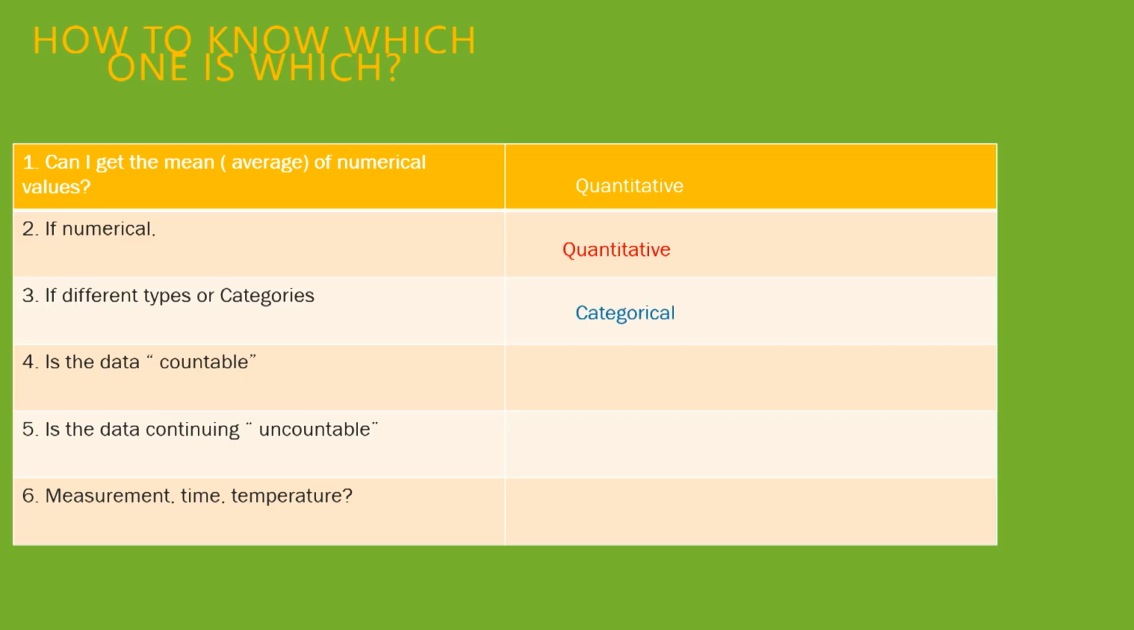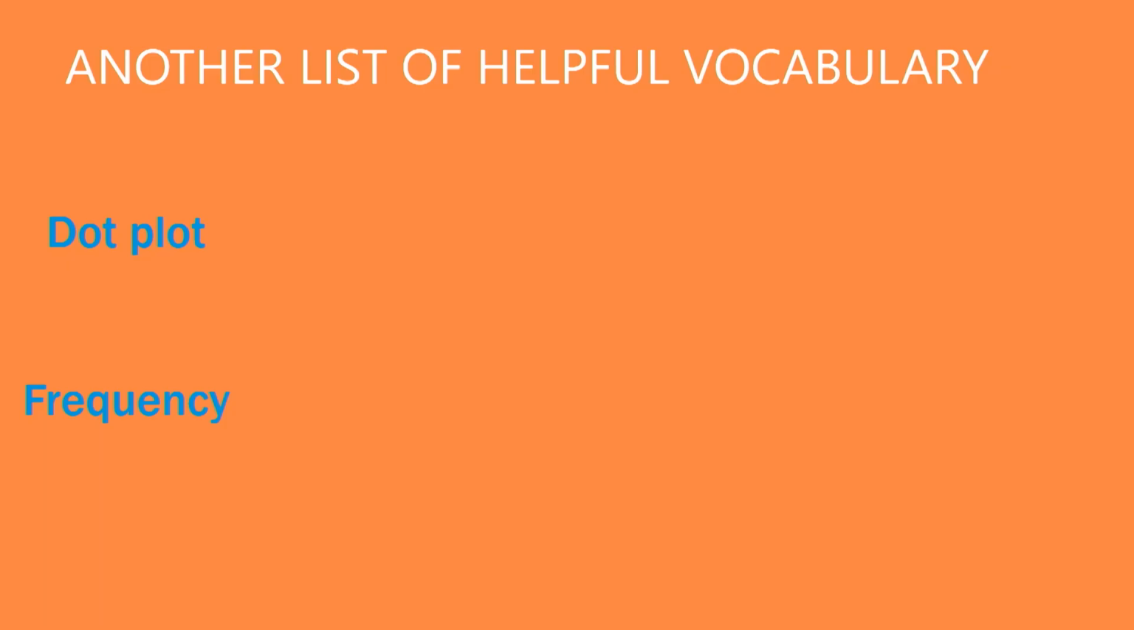And then if the data is countable, 1, 2, 12, 27, it's going to be quantitative, and it's also going to be discrete. If the data is continuous, if it's uncountable, there's so many possibilities, then we're going to say that's continuous. Obviously, it's quantitative. And then measurements like time or temperature, it's continuous, and it's quantitative.